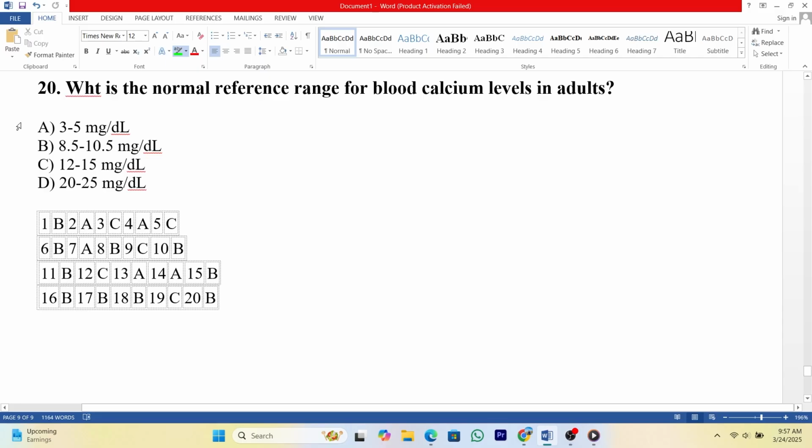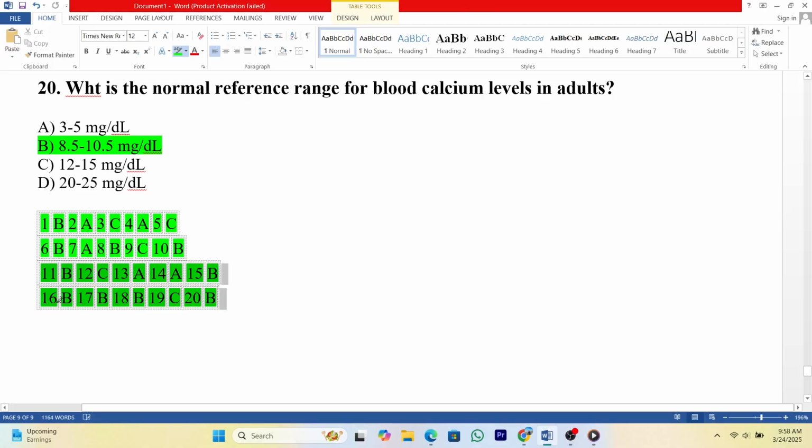20. What is the normal reference range for blood calcium levels in adults? A. 3 to 5 mg/dl. B. 8.5 to 10.5 mg/dl. C. 12 to 15 mg/dl. D. 20 to 25 mg/dl.